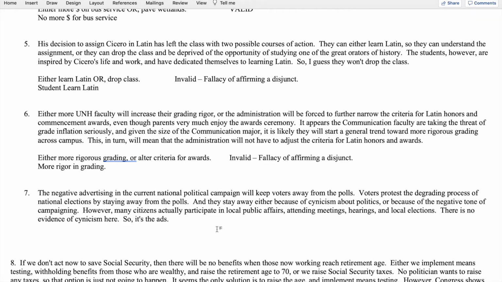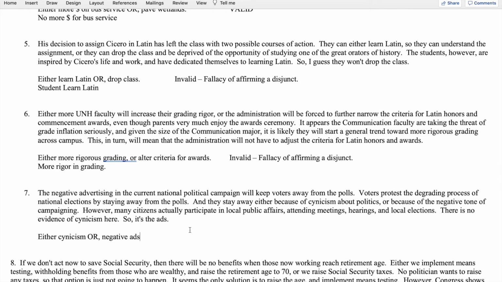So in this natural language commentary on national politics, we look first for the conclusion indicated by the so, and the conclusion is it's the ads. That is, in other words, it's the ads that are responsible for keeping voters away from the polls in national elections. And that conclusion is reached by a disjunctive argument. The disjunctive statement is signaled here by the either because of cynicism about politics or because of the negative tone of campaigning. So we would translate that as either cynicism or negative ads, being responsible for why people don't vote in national elections.